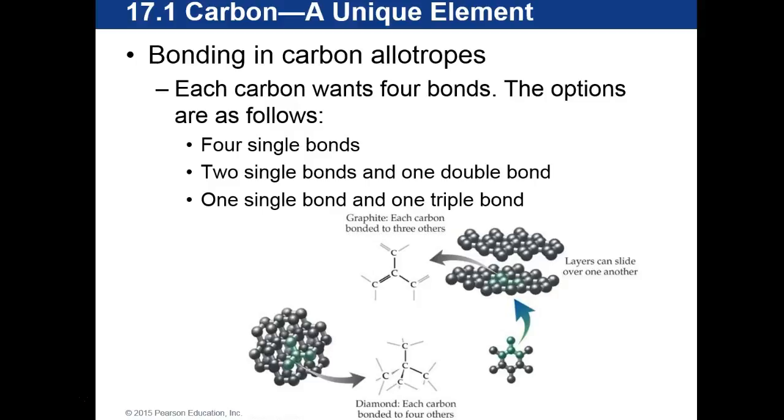We have a certain type of bonding in carbon allotropes. Each carbon wants 4 bonds. The options they have are as follows. They can do 4 single bonds, 2 single bonds and 1 double bond, or 1 single bond and 1 triple bond.